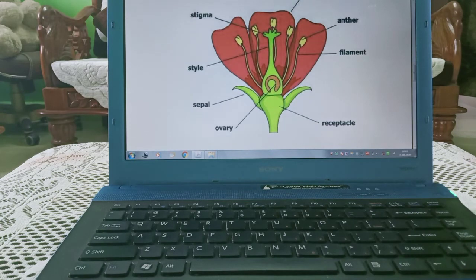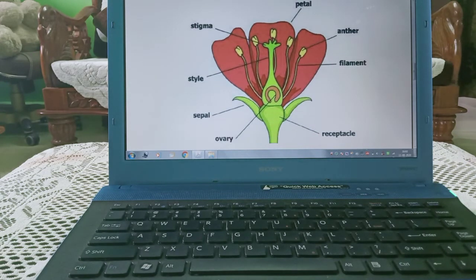Now we will see the structure of the flower. Receptacle, this is ovary, sepals. Now female part: stigma, style, ovary. Male part: anther and filament. These are petals.